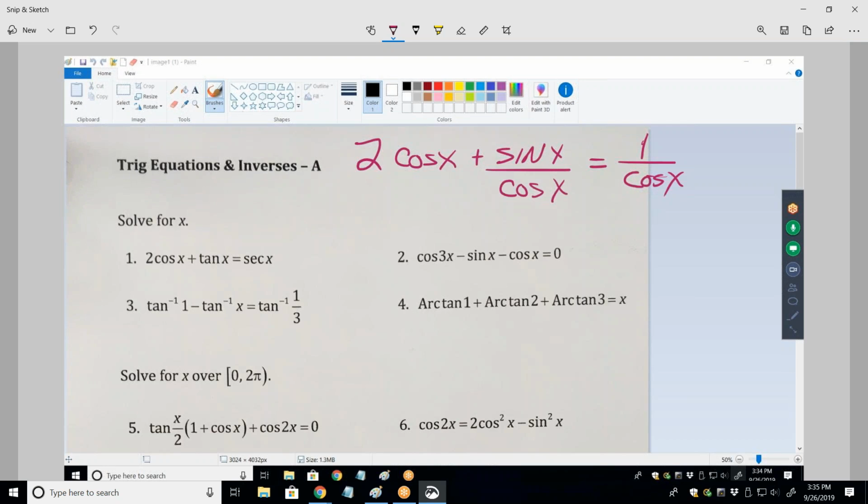Now, let's treat that as an algebraic equation. How can I get rid of denominators? We would just multiply it all by cosine of x. That's exactly right. This becomes cosine squared. Now, the Pythagorean identity for cosine squared is what?